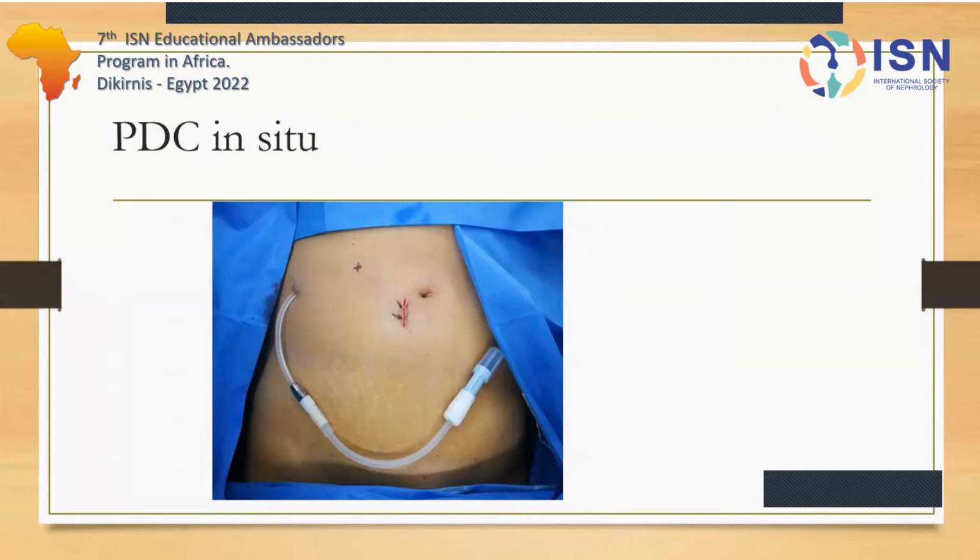Once you have done the catheter, you'll see something like this. In the middle, the puncture site, and to the left, you will see the exit site. And now there's another catheter, we call it the extension catheter, which is now connected to the peritoneal dialysis catheter, and the patient is ready to start PD.